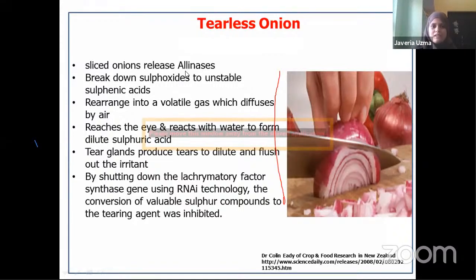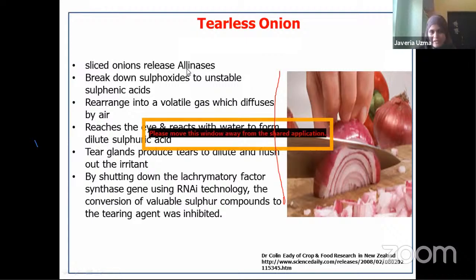These alinases are the enzymes which break down sulfoxides to unstable sulfinic acids. When alinases are produced, they break these sulfoxides to unstable sulfinic acid. Because this sulfinic acid is unstable, it forms a volatile gas. This volatile gas diffuses in air, means it spreads in air and thereby reaches our eye.